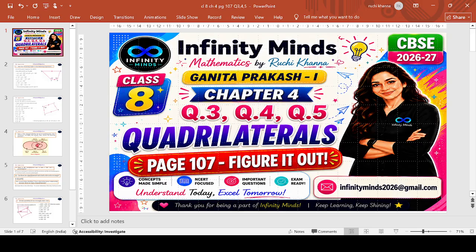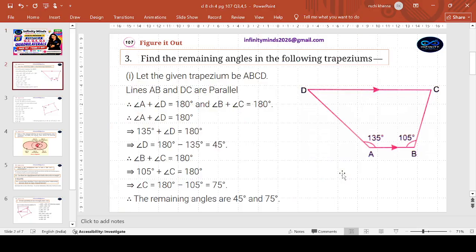Today we shall be doing page number 107, question number 3, 4 and 5, Chapter 4 of Ganita Prakash-I, Quadrilaterals, class 8. Okay, so let us begin. Question 3 talks about finding the remaining angles in the following trapezium. So there are two parts.